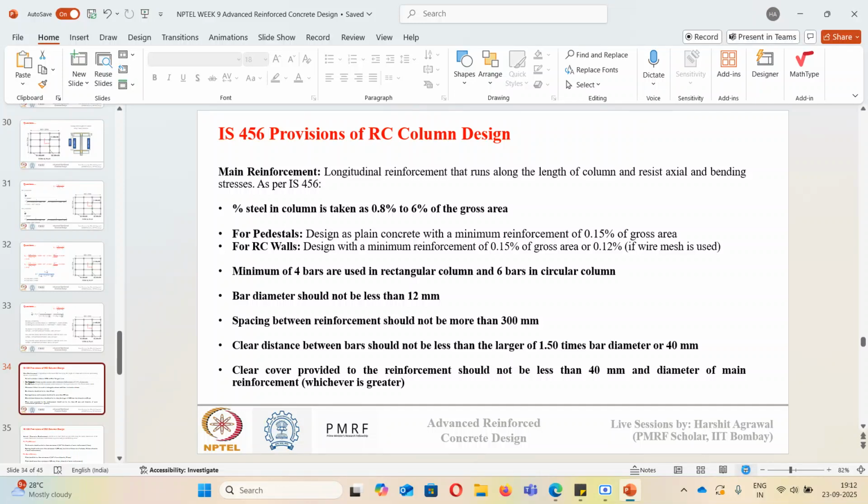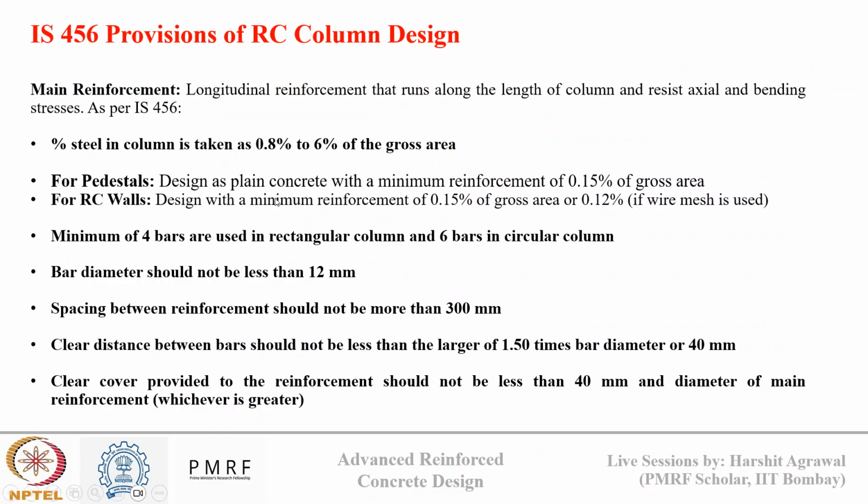Okay, so now let's move ahead. Now we'll talk about design and detailing of RC column based on IS 456 codal provision. For main reinforcement, or longitudinal reinforcement, these are reinforcement that run along the length of the column, and they resist axial and bending stresses, that we know. Now IS 456 code has posted different kinds of limits and criteria for main reinforcement.